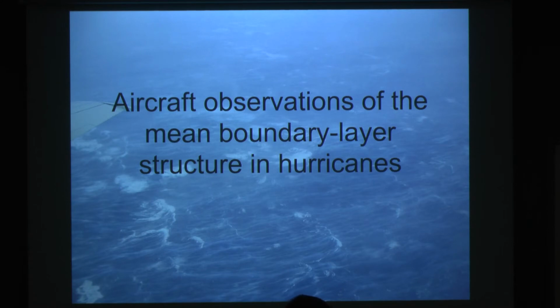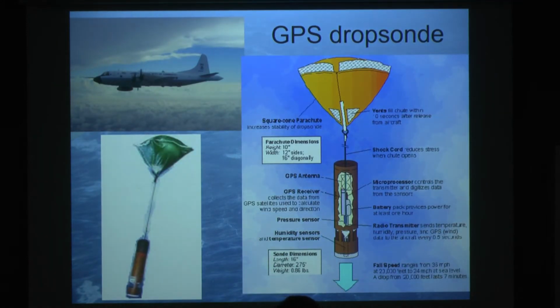In terms of the mean structure, here's the P3 aircraft. This is the relatively low altitude aircraft. We also have a G4. The P3 usually flies at about 10,000 feet, and the G4 aircraft flies near the top of the hurricane at around 15 kilometers. And this is the GPS dropsonde. We usually drop 10 to 30 of them in hurricanes.